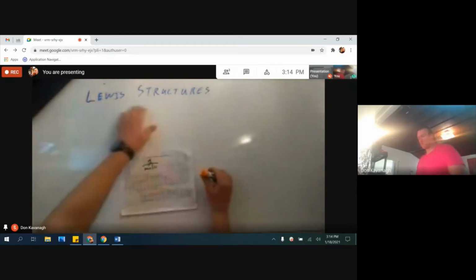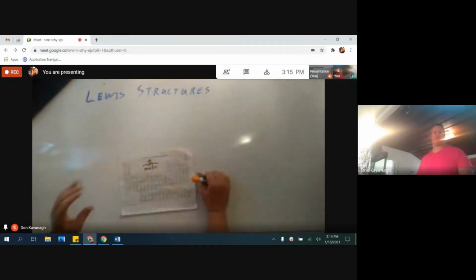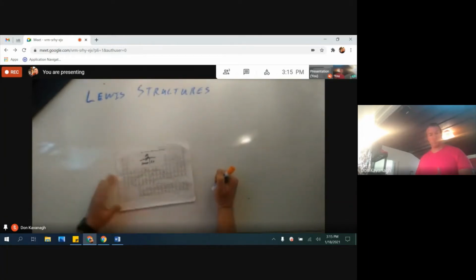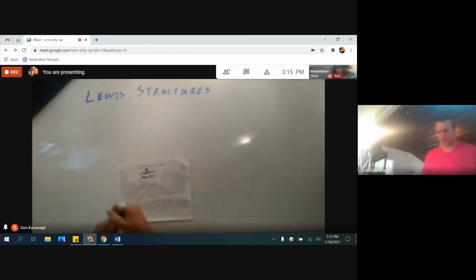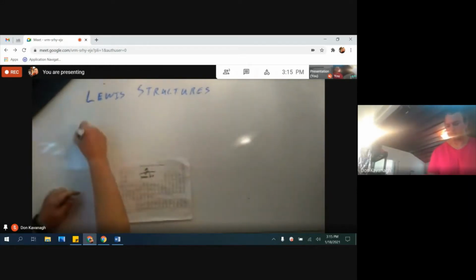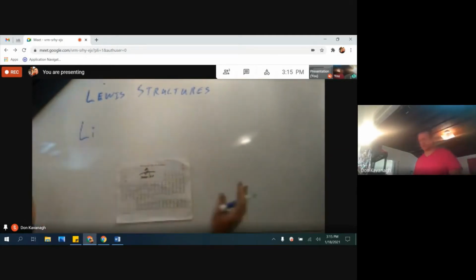Hello. Lewis structures are simple pictures of the atom to highlight the valence electrons of either a neutral or charged species. Let's draw some Lewis structures of neutral species from the periodic table. Lithium is what we're going to start with here.